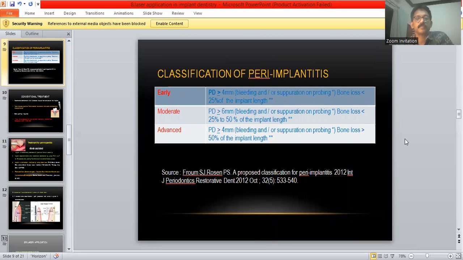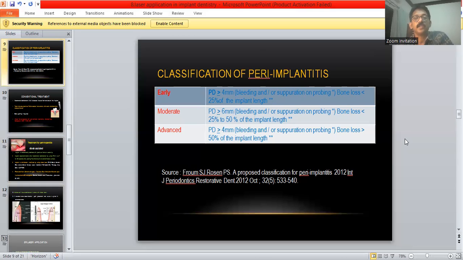Peri-implantitis is classified broadly into early, moderate, and advanced. Early is said to be when periodontal pocket depth is greater than or equal to 4 mm. And if the pocket depth is greater than or equal to 6 mm, it is considered moderate. We categorize advanced when pocket depth is greater than or equal to 4 mm, but there will be bone loss greater than 50% of implant depth.